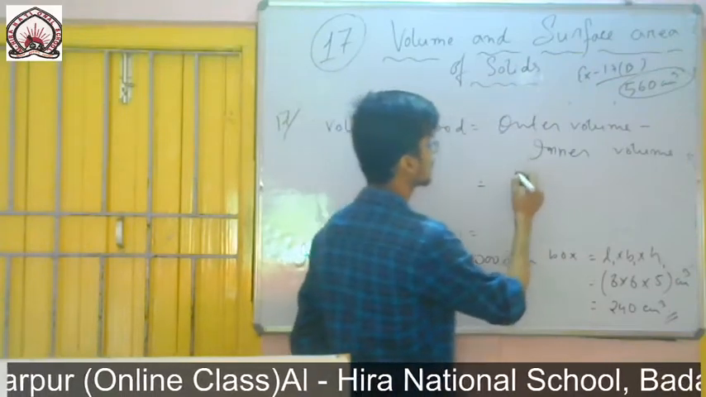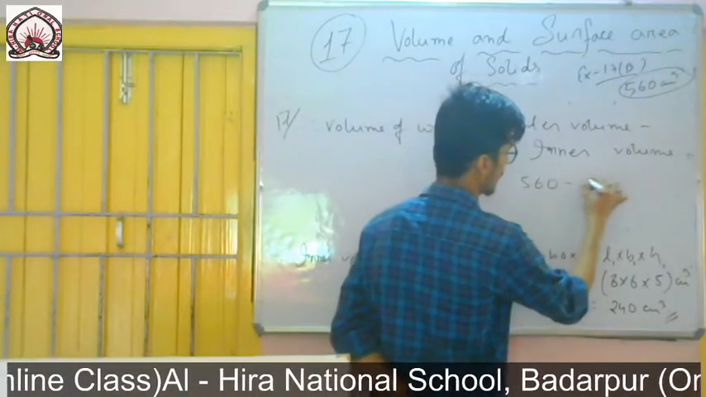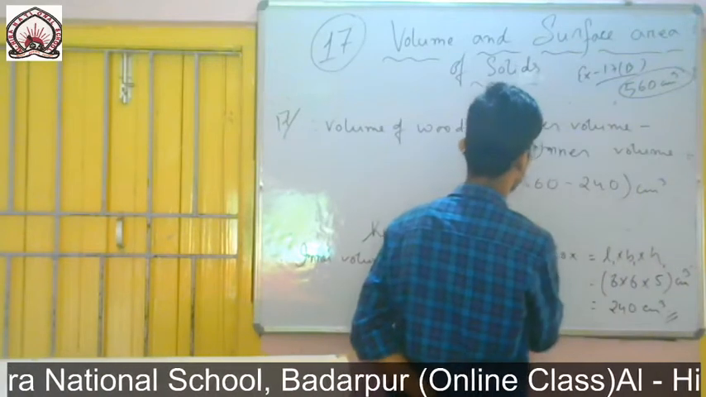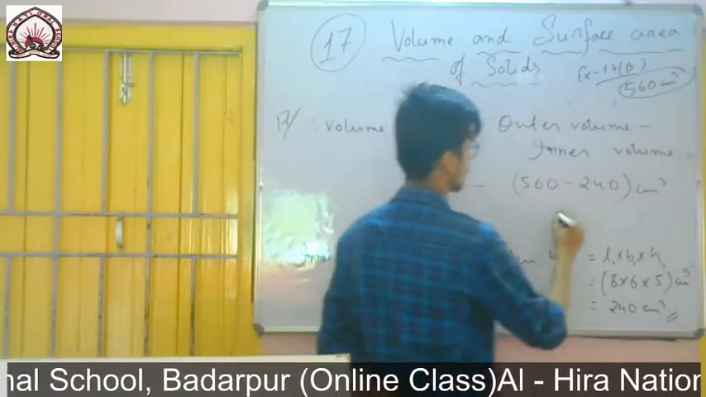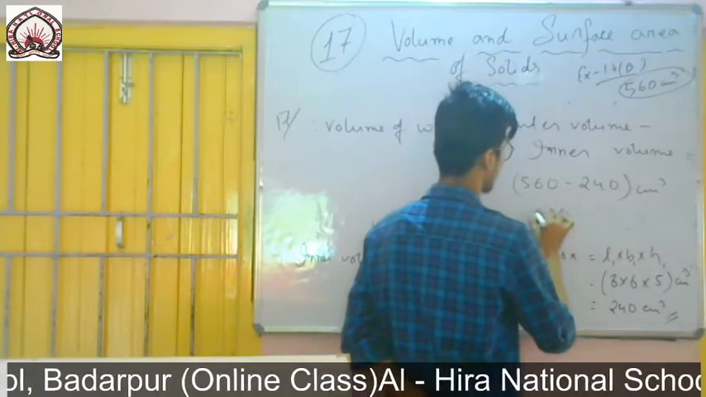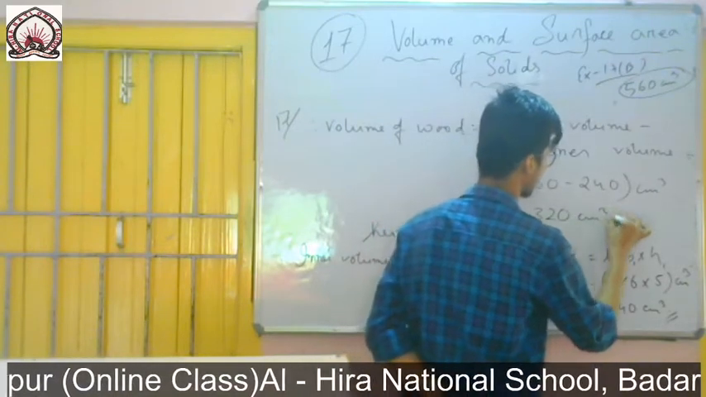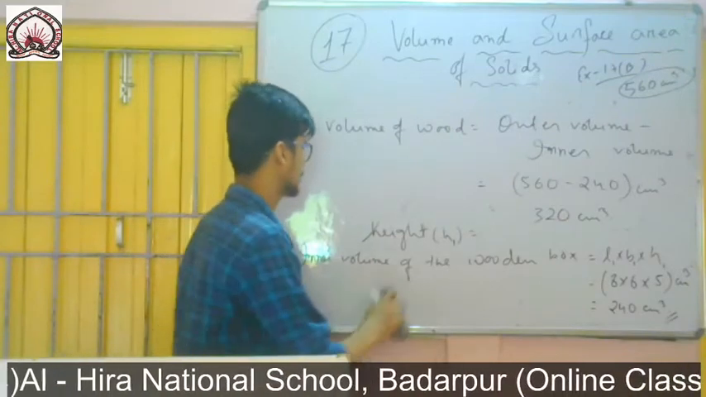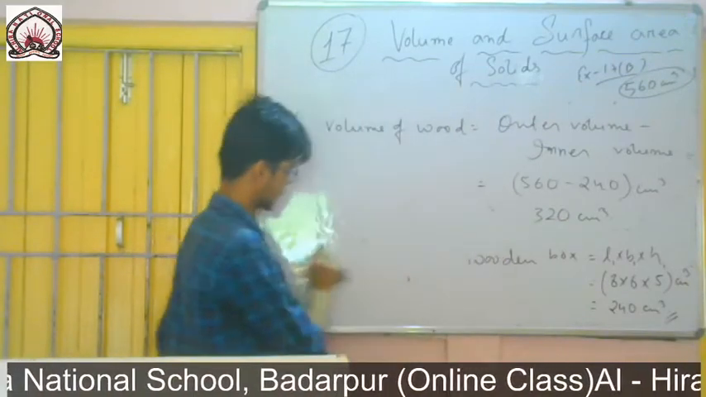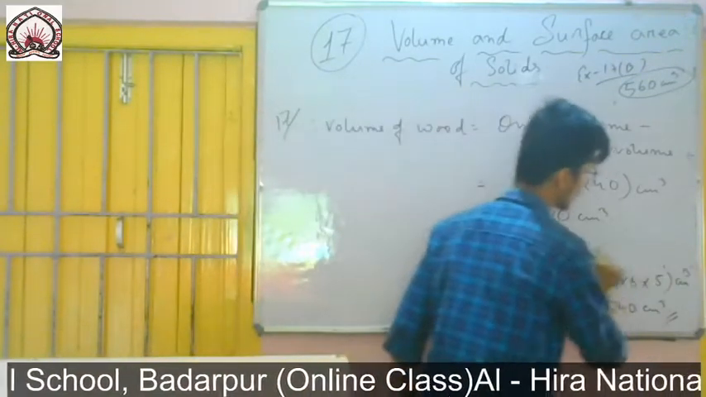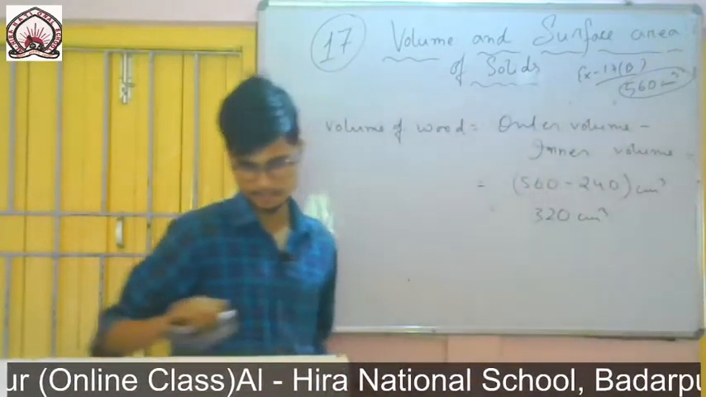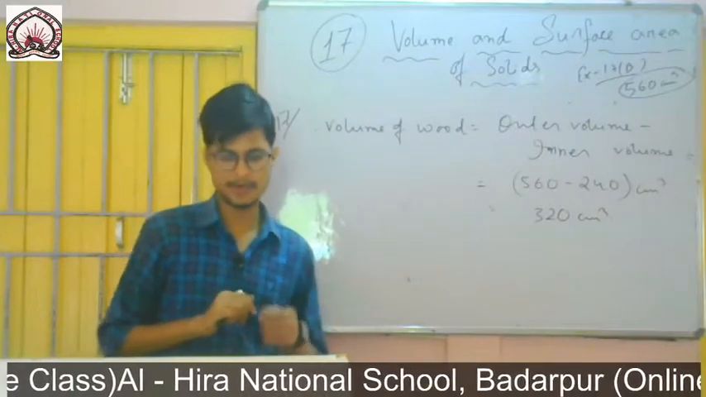So outer volume is 560 minus 240, unit will be cm cube. So it is 320 centimeter cube. Now the question is to find the cost. Here we have got how much volume of wood there is: it is 320 centimeter cube. Now the question is to find the cost.